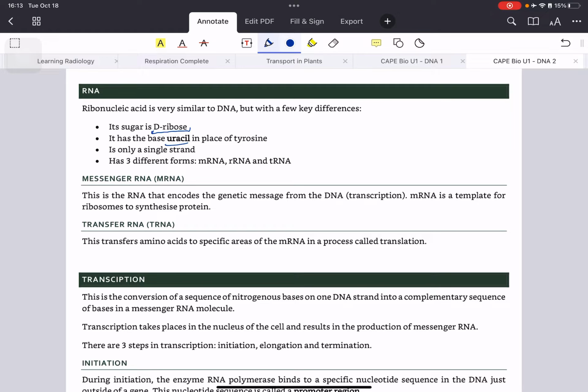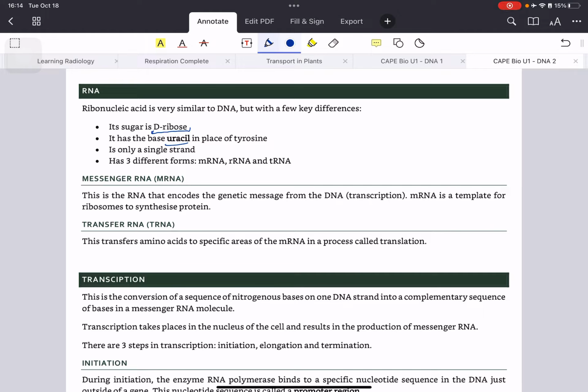RNA is only a single strand, so there's no double helix forming there. And there are three different forms which are all very important: mRNA, rRNA, and tRNA. So you'll see this when we go into translation and transcription. Messenger RNA is involved in transcription, while the tRNA, transfer RNA, is involved in translation, and rRNA is kind of in between.